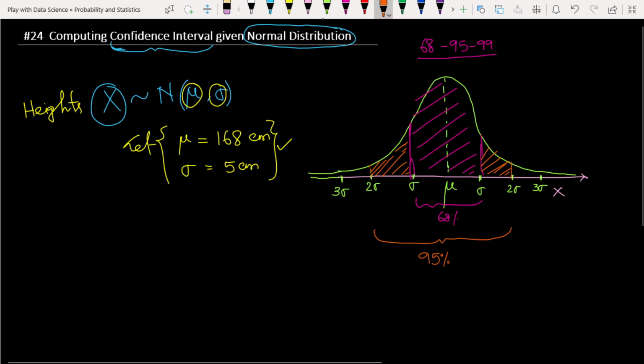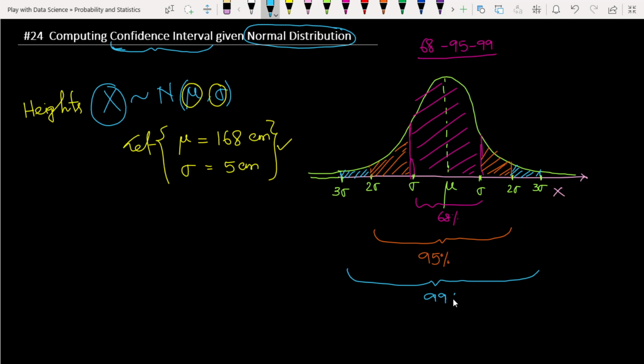And in the range of 3 standard deviations, we have 99% of the data. This formula is talking about this thing. We have already seen this.